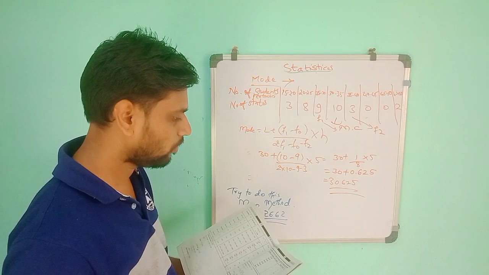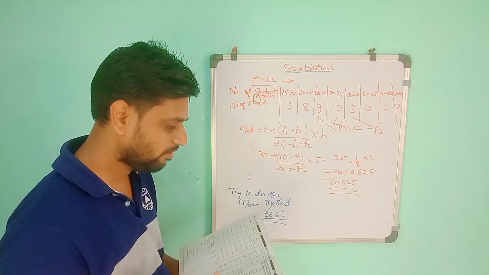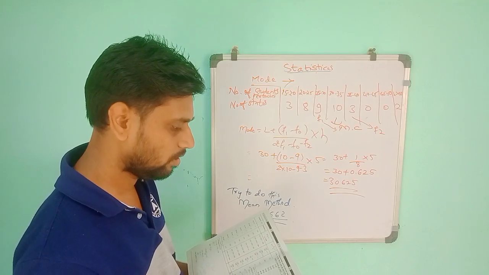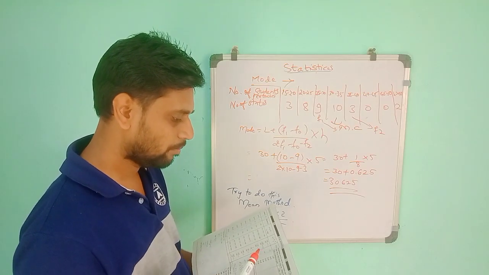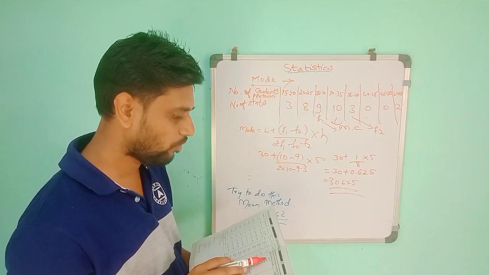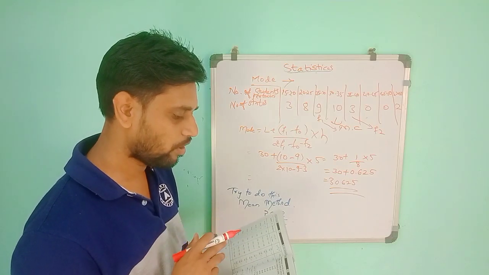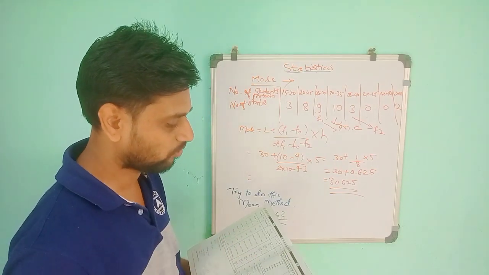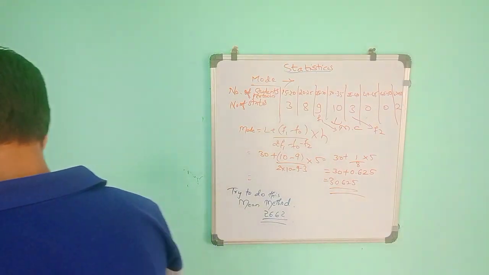So they told you to do the mean also. It's easy only, you can try that also. But the values are in simple range numbers. If you take the middle point values, they are in 0.5 values. So you have to do this also by the step deviation method. That is only easy, because it will be a lengthy process.